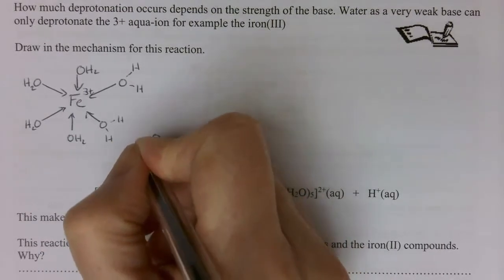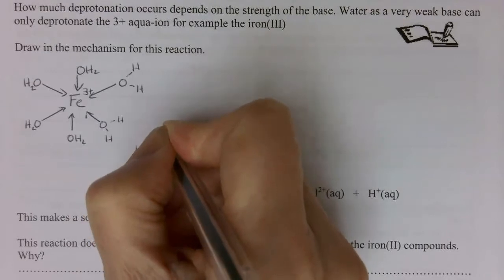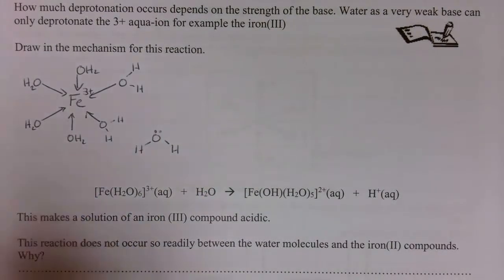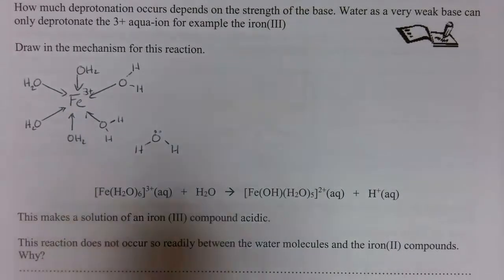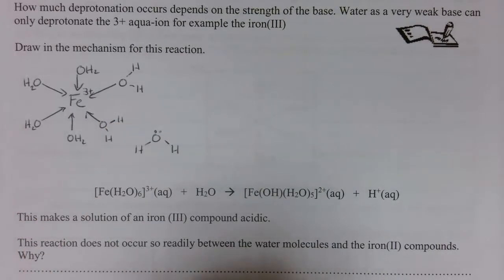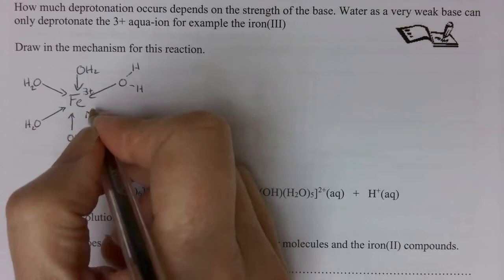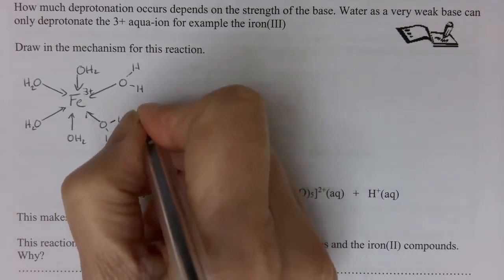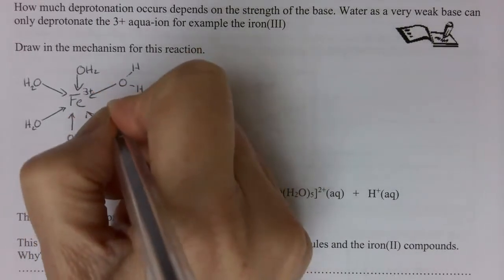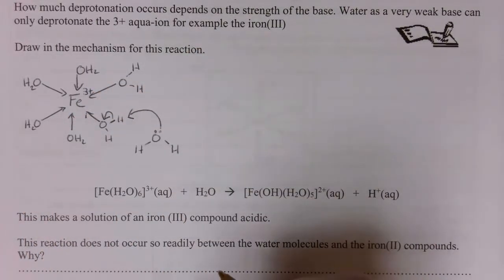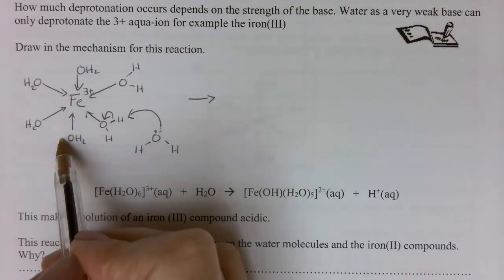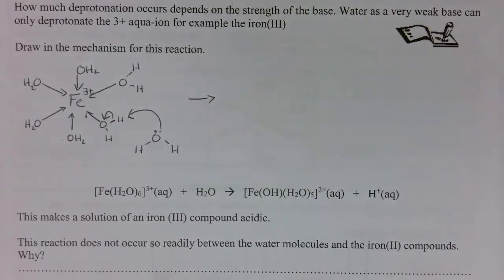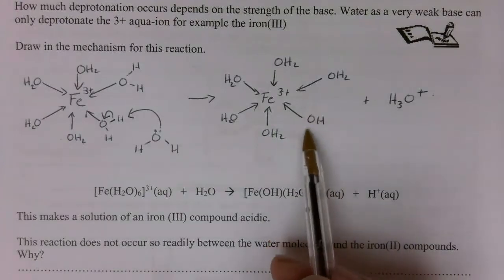If I take a water molecule outside of this, remember the water molecule can act as a base, it can accept a proton. Because this bond between the oxygen and the iron has become distorted, it's weakening the bonds within the water molecule, pulling the electrons through towards the iron. So this oxygen can grab that hydrogen, pushing the electrons back on to that oxygen. And we get a complex ion now with only 5 waters and 1 OH group. So we've removed one of the hydrogens from this water molecule, and it's now become an OH group.